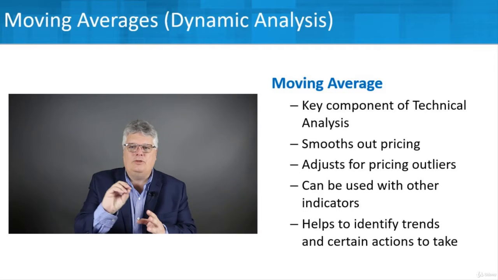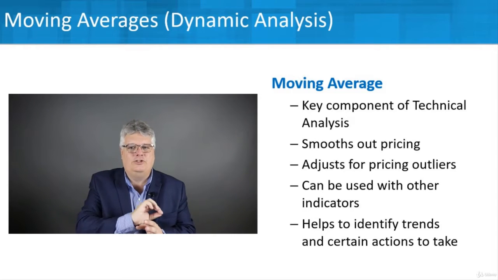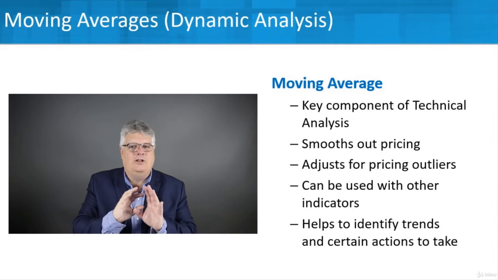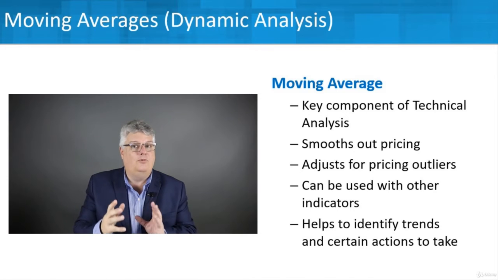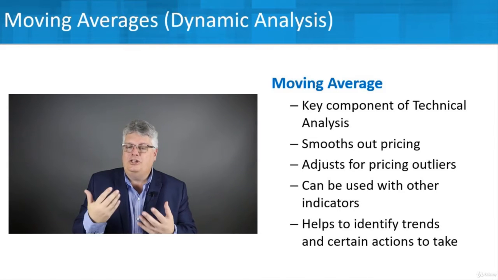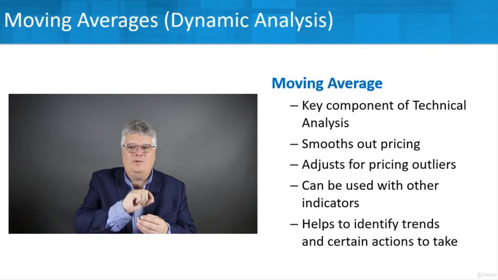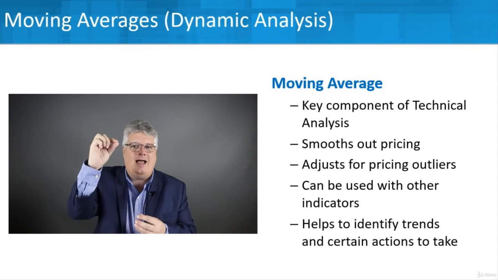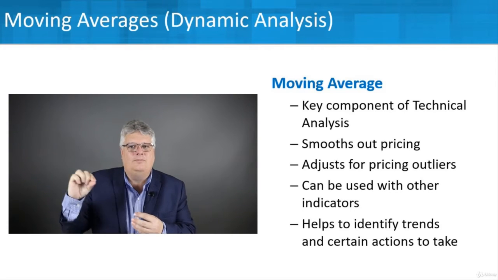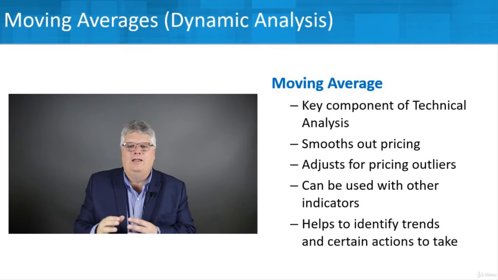Again, it's going to smooth out the pricing, so you're not going to have that choppy up and down. It's going to have a smooth line, depending on what moving average you use. And it can adjust for pricing outliers, right? Where you might see prices going up and down, so there's a big high and it comes down, and then there's a big low and it comes up. A moving average will smooth that out and basically account for those price outliers, either high or low.